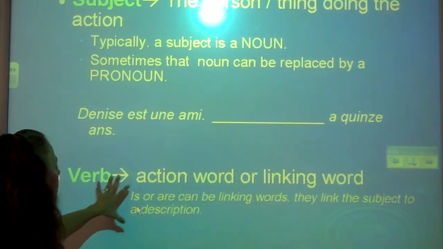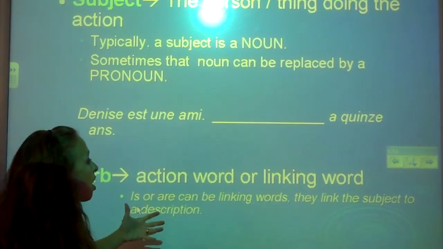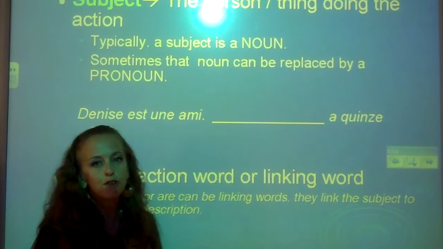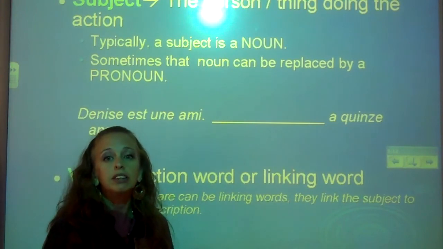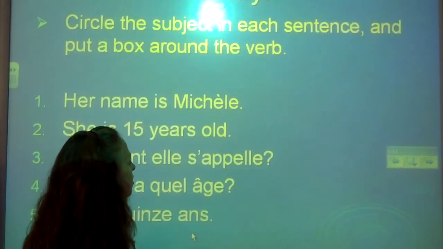Now our verb can be a linking word, which means is or are can be verbs. We typically think of verbs as jumping or running, but linking verbs like is or are also verbs. So all of our sentences have to have those two components.